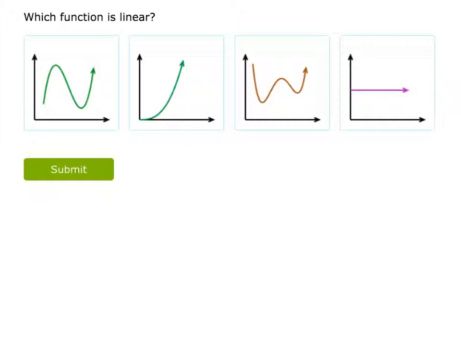All right, here we go. We got a question here that is asking which function is linear. All right, and recall that the word linear means straight line.